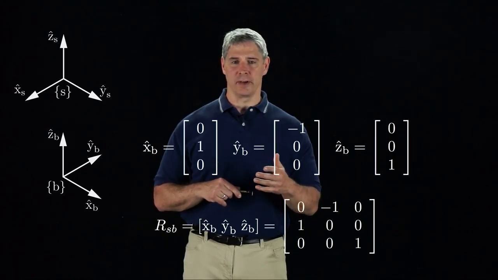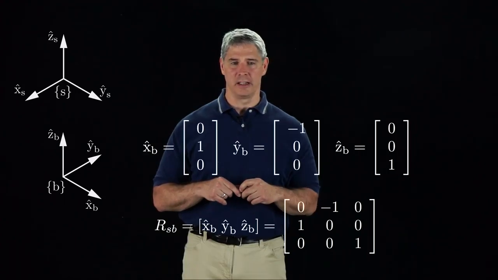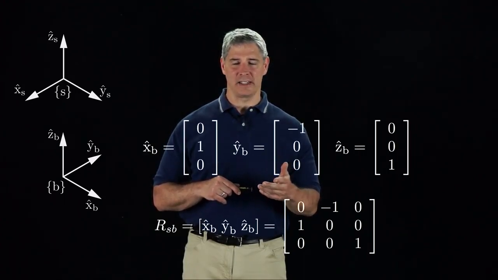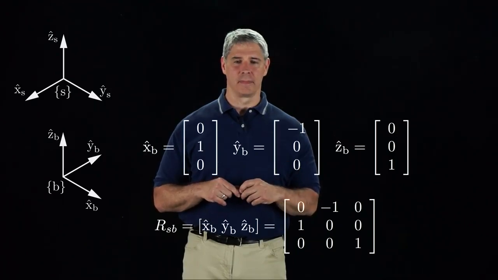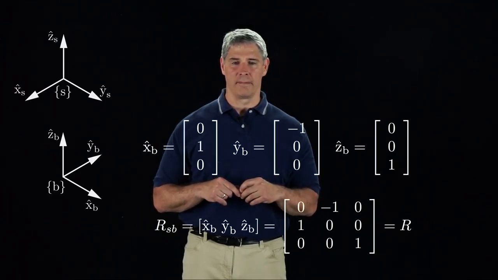The second subscript, B, indicates the frame whose orientation is being represented, and the first subscript, S, is the frame of reference. Sometimes the two subscripts are implicit and we leave them out, writing the rotation matrix simply as R.